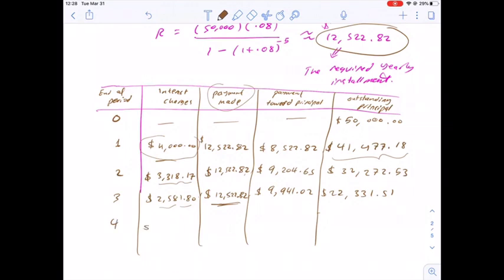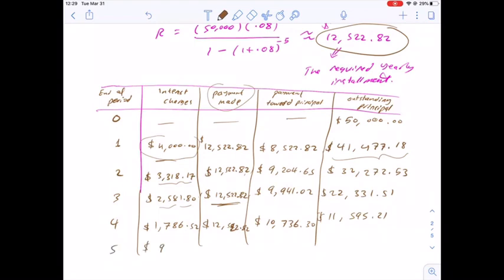And here we continue. The fourth year, the interest will be 1,786.52. The payment made is 12,522.82, and that means we paid 10,736.30 toward the principal, and what is left is 11,595.21 of the outstanding principal.